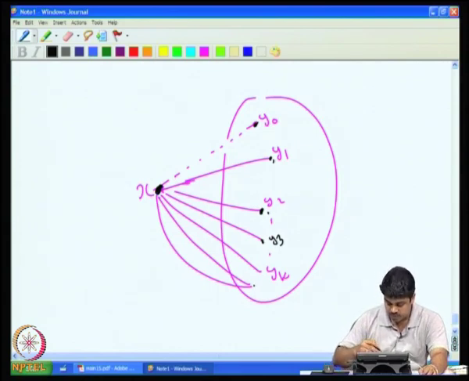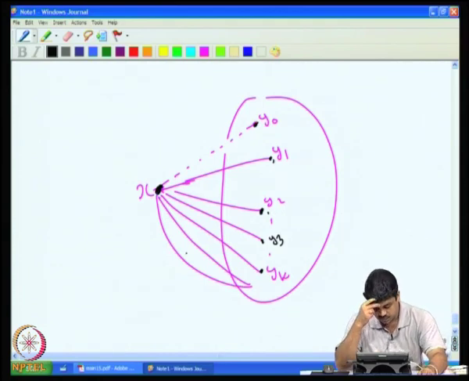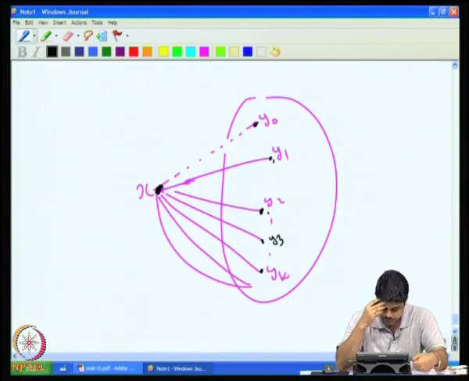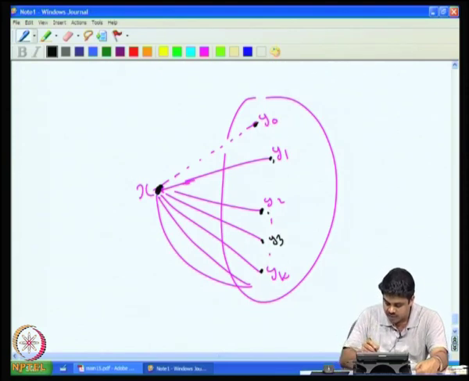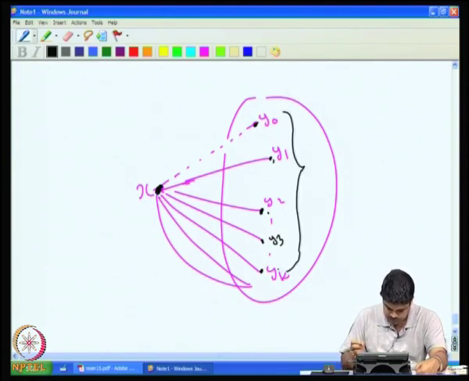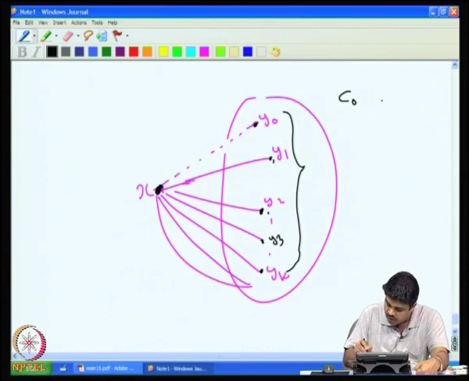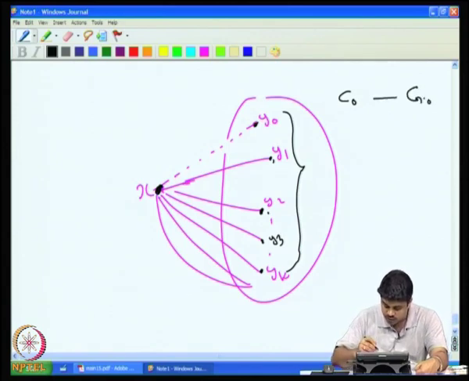And it may not be possible to extend this sequence till it covers all the neighbors, but say yk is such that if you look at the missing color, it is not present anywhere. So in that case we will stop. Now this original coloring is C0, and this graph, when I remove the edge, will be called G0.